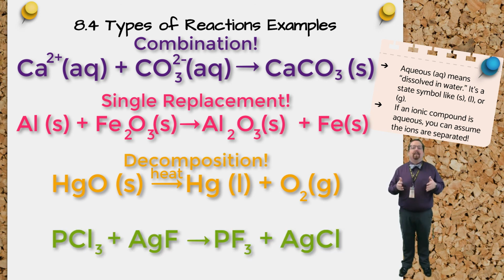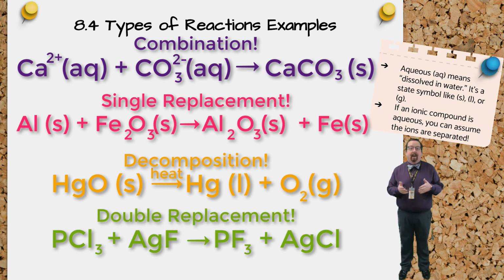Lastly, let's try phosphorus trichloride and silver fluoride producing phosphorus trifluoride and silver chloride. We start with two compounds and end up with two compounds, so you might assume this is a double replacement reaction. If you did, you'd be correct. In this case, the phosphorus and silver swap their halogen counterparts and form two new compounds.